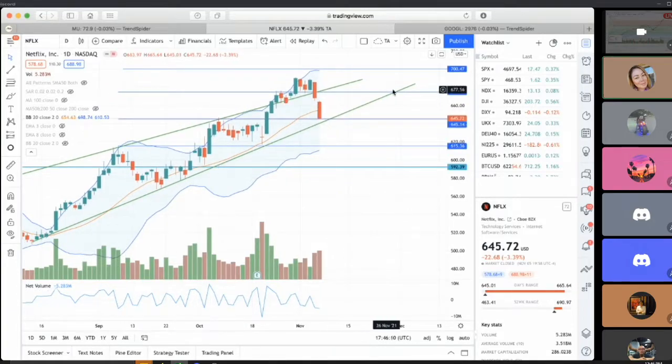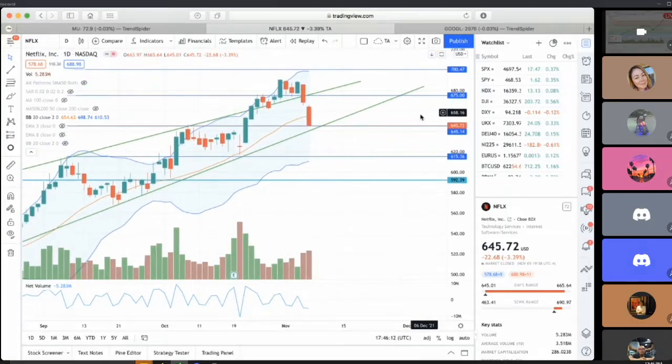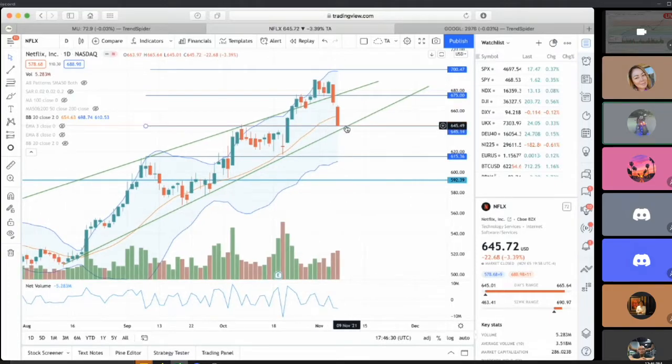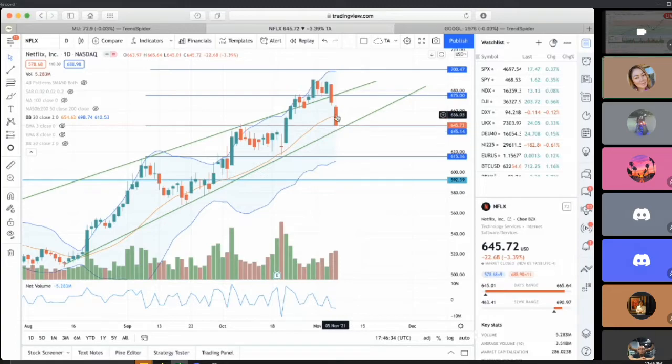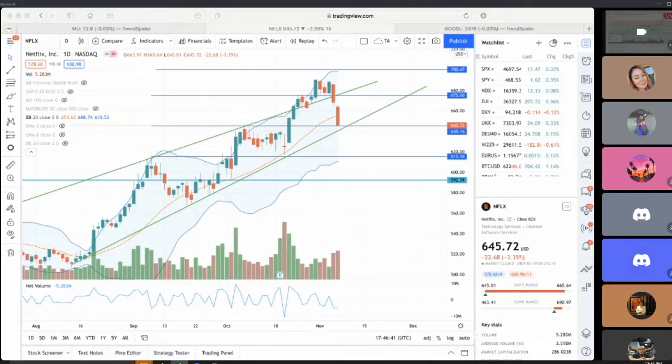So we did have a channel here, and it is at the middle of the Bollinger. It broke it. So what tends to happen here is that it will want to come down to the bottom of the Bollinger. Wow. Okay, so the new support is at 645. It is currently at 645. This is really interesting.